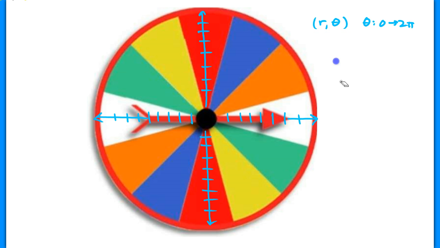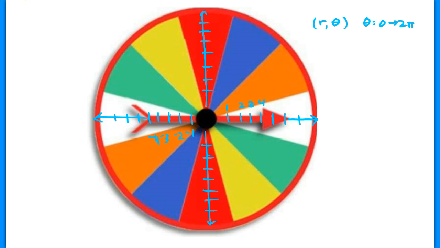To help you visualize what's happening in any polar function, I want you to think of a spinner from a game board. As you rotate your spinner counterclockwise, that's going to represent theta as it increases from 0 to 2 pi. On this spinner, we also have increments, values of r. Here we have an r value of 1, 2, 3, 4, and so on. Those are my positive r values, and that can go on infinitely. But we also have negative r values: negative 1, negative 2, negative 3, negative 4, and so on.